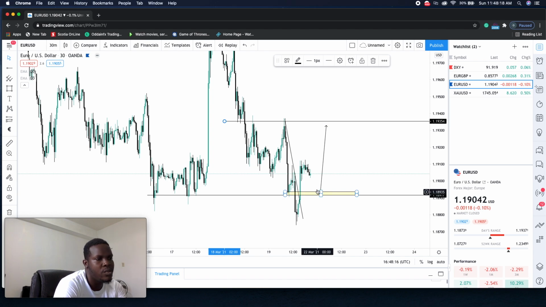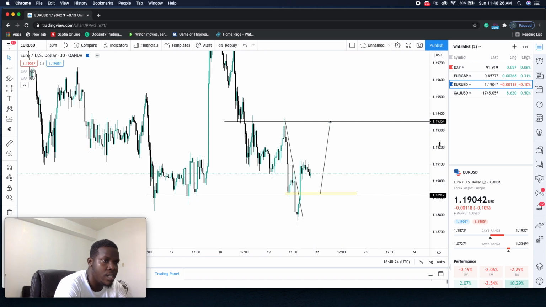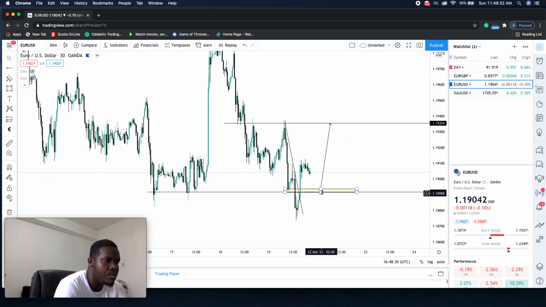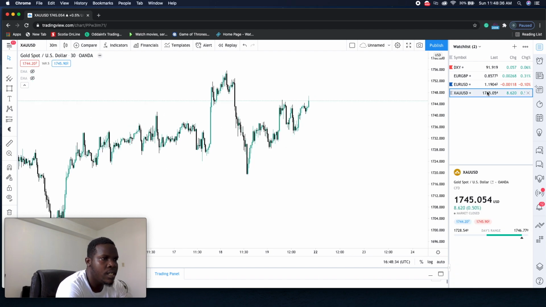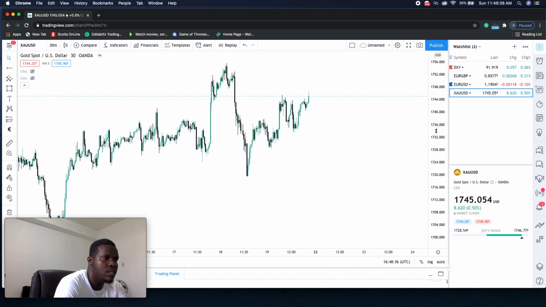And remember guys, we have to get confirmation on the smaller time frame before I actually enter the buy from here. So this is what I'm actually looking at for Euro USD. So pretty simple, just a break, retest for the market to push to the upside. So the final one that I'm looking at is gold.